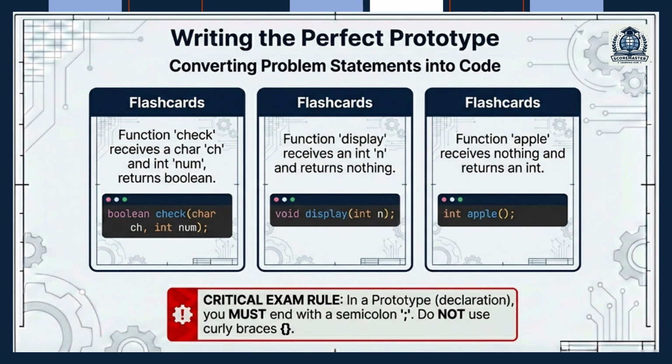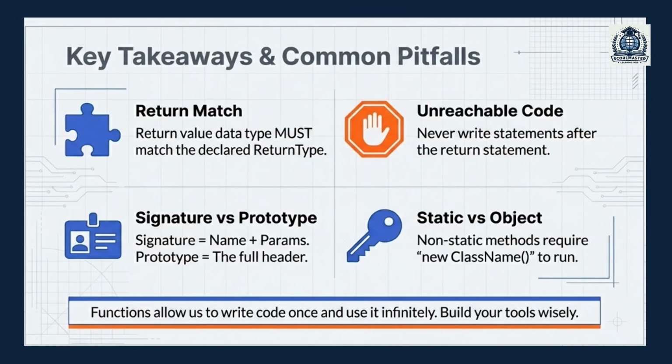Translate the problem first. Identify what goes in, the parameters, and what must come out, the return type, before writing the prototype. And don't sabotage yourself in exams. A prototype ends with a semicolon and never uses braces. In Java, the word prototype is rarely used academically. Examiners usually say method declaration, method header, or method signature: name plus parameters only.